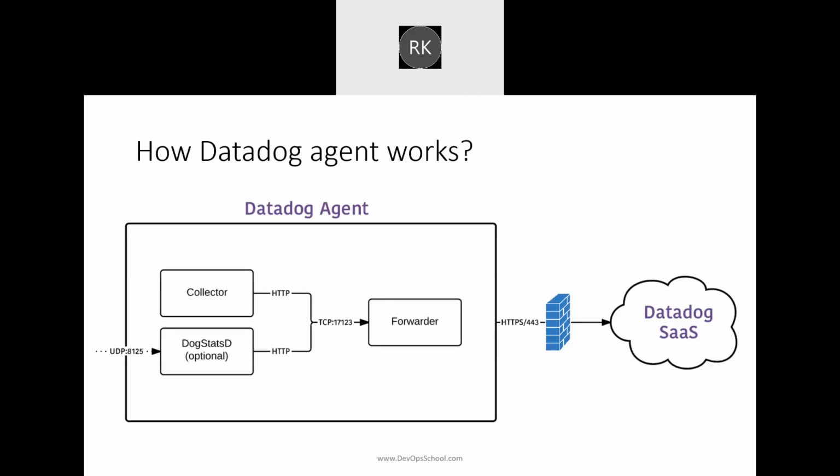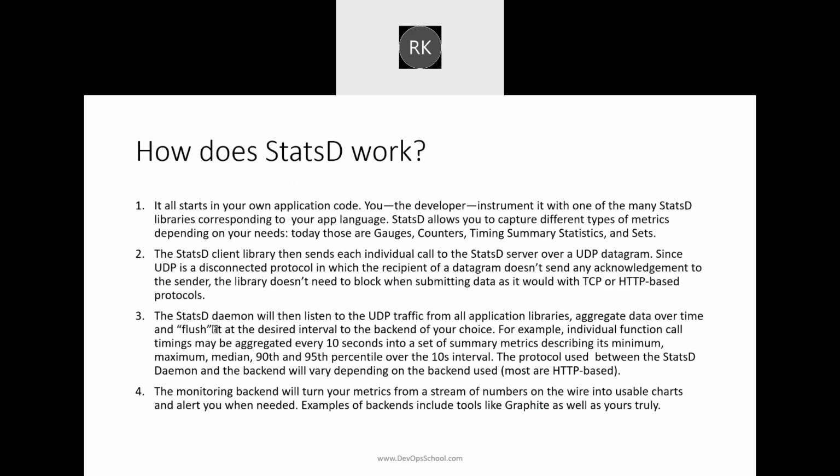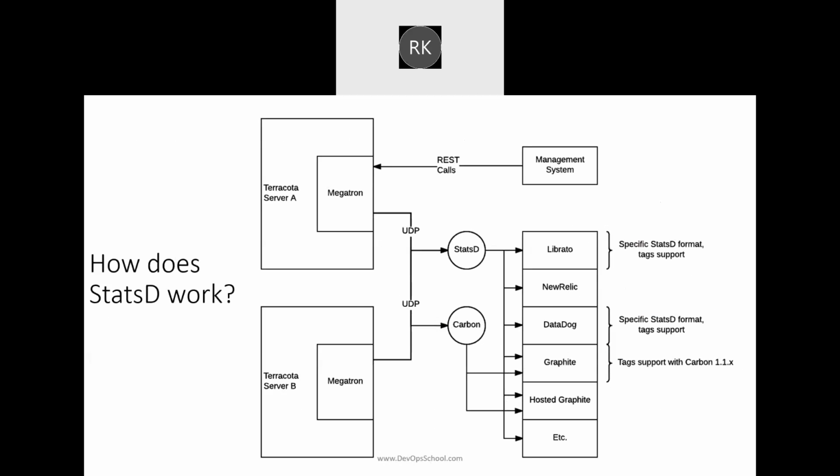When I say all, that means the collector can collect the system data, like Windows and Linux. It can collect the integration data like Apache, Tomcat, MySQL and all stuff like that. It can collect the logs also. It can collect the processes also. And DogStatsD can collect the custom data also. And everything you can forward to the forwarder, and the forwarder will store in Datadog SaaS. Are you able to understand what I'm talking about, all of you?